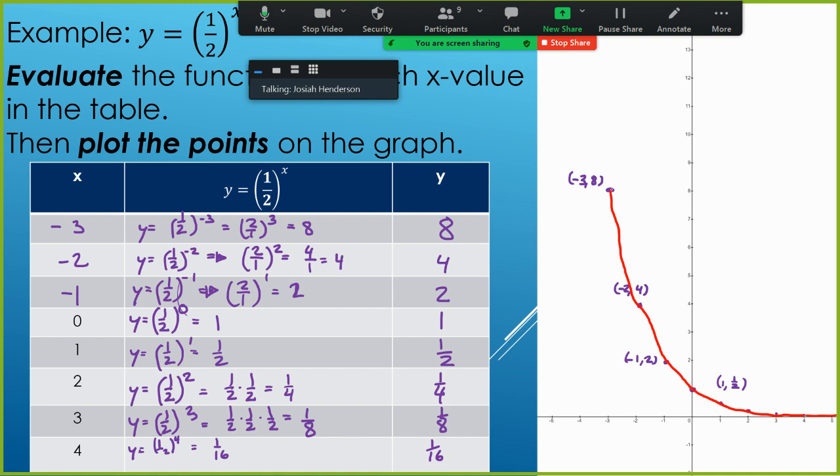So here's our shape for exponentials that have a fraction between 0 and 1. It's a decreasing function. It starts off really high, and as you move right, it's curving downward and then kind of bottoms out against its barrier, its wall.